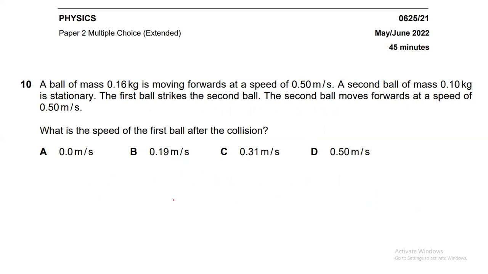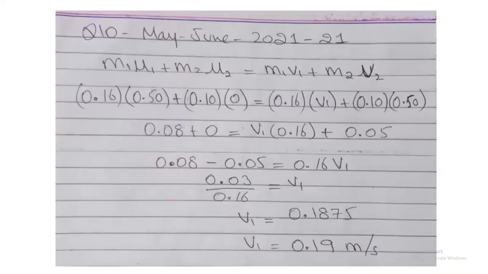A ball of mass 0.16 kg is moving forward at a speed of 0.50 meter per second. A second ball of mass 0.1 kg is stationary. The first ball strikes the second ball, which moves forwards at a speed of 0.50 meter per second. What is the speed of the first ball after the collision? You see, the momentum of the system before the collision is equal to the momentum of the system after the collision. So M1 U1 plus M2 U2 will be equal to M1 V1 plus M2 V2.